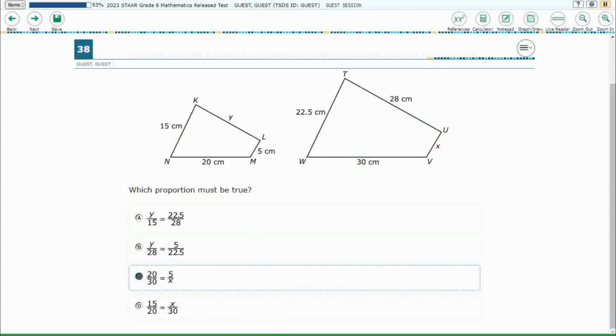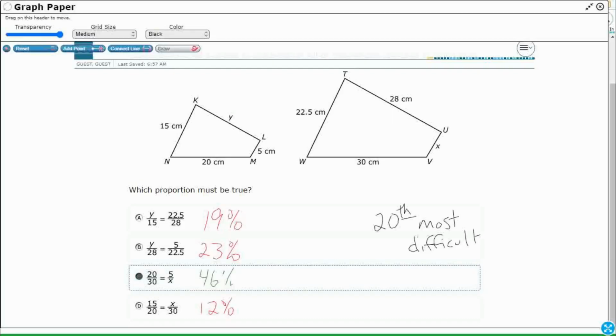And let's see how we did across the state of Texas. So this was tied for 20th most difficult. This is right in the middle of this 40 question test in regards to difficulty. You see we got slightly less than half of our students getting it correct. This just takes a lot of work, a lot of keeping a lot of numbers in mind, and a lot of working memory, which this really taxes.